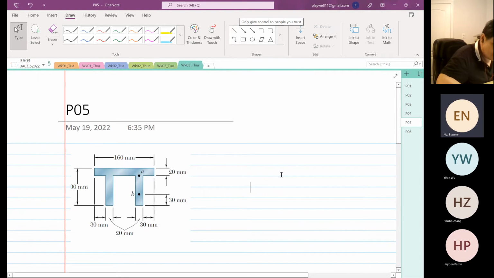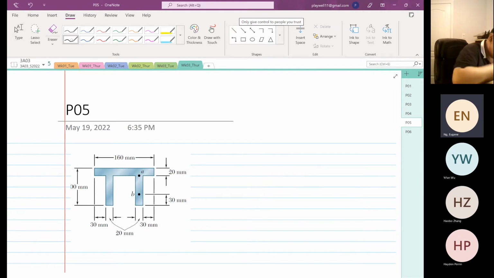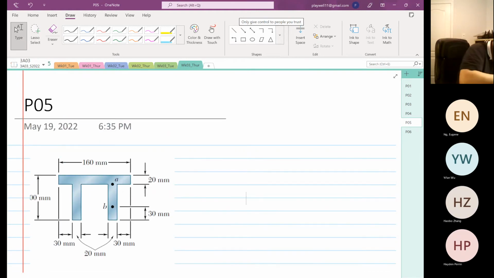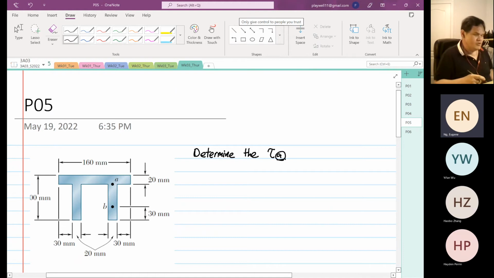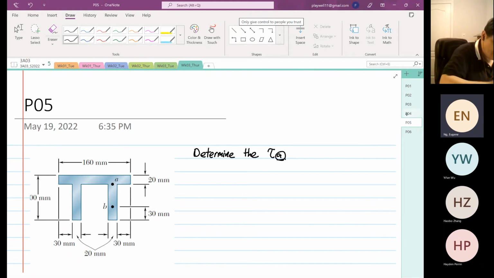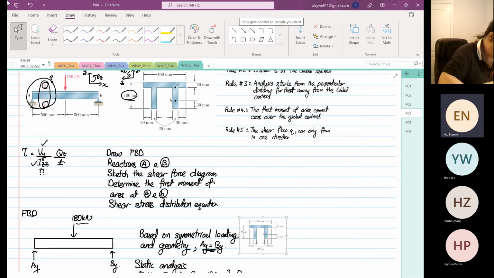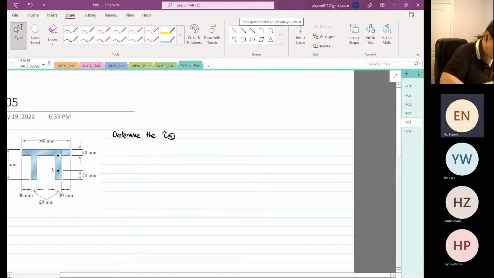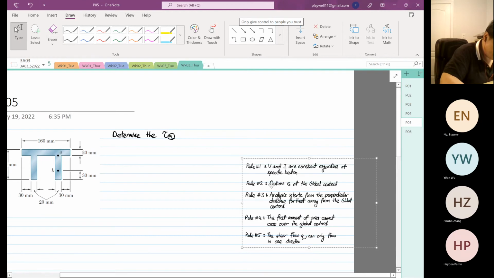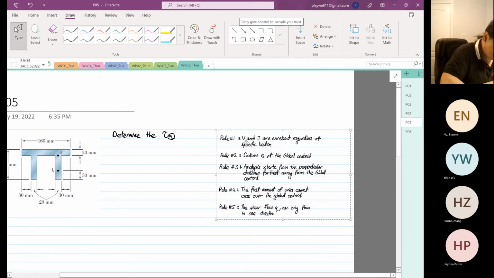So the first thing we want to do now is determine the shear stress at point A. Okay, we want to determine the shear stress at point A, and then I will copy the rules. Okay, and we're going to apply the rules. These rules are important.